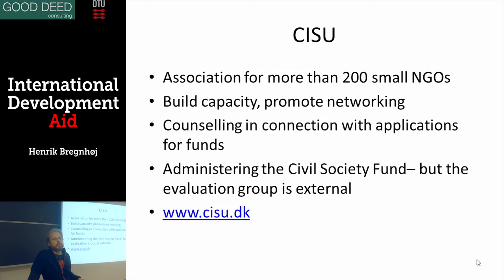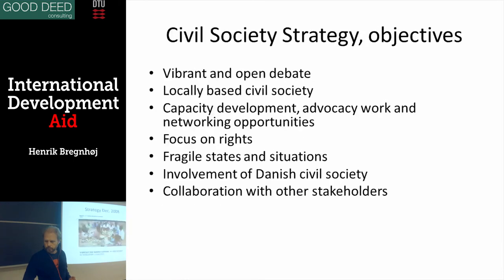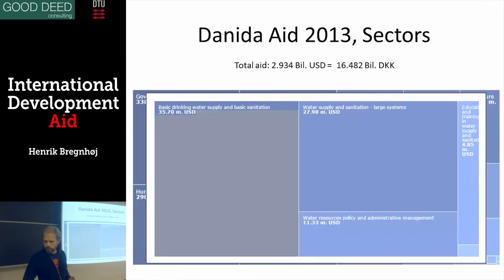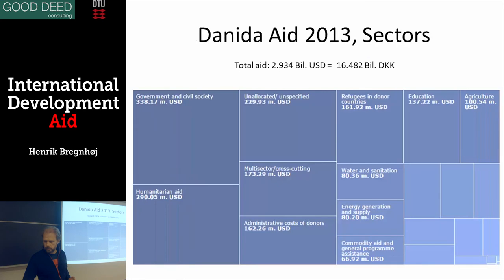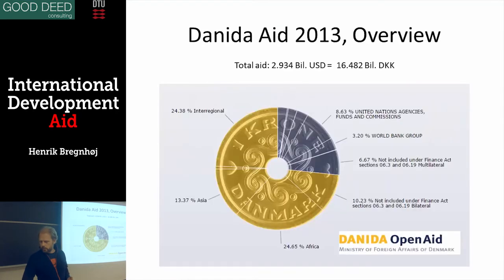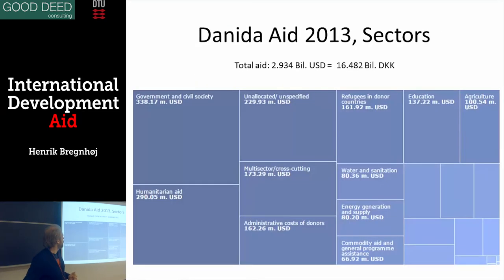Yeah. In the slide you showed how the money is distributed, the biggest part of the money goes to the government. Is it the political support, or what kind of support is that to the government? Yeah. Where was that? This one? You skipped it. Oh yeah, it says government and civil society. I don't know exactly what's behind.